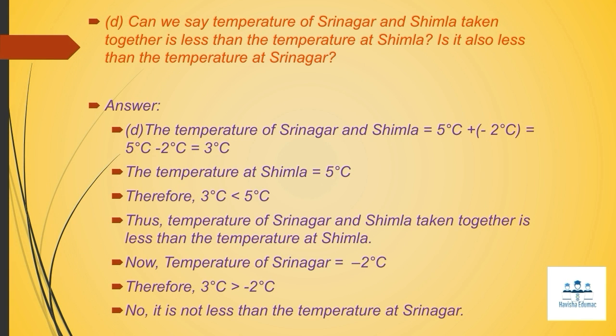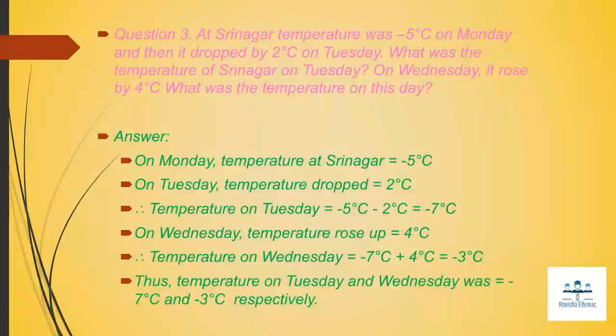Now, temperature of Srinagar is minus 2 degrees Celsius. The next part of the question: is it also less than the temperature at Srinagar? The temperature of Srinagar is minus 2 degrees Celsius. The temperature of Srinagar and Shimla taken together is 3 degrees Celsius. Therefore, 3 degrees Celsius is greater than minus 2 degrees Celsius. No, it is not less than the temperature at Srinagar. Now let us see the next question.